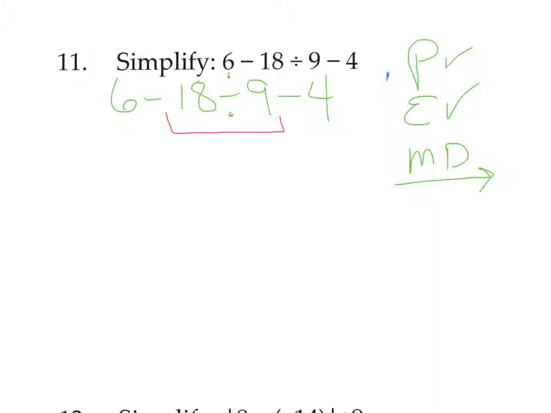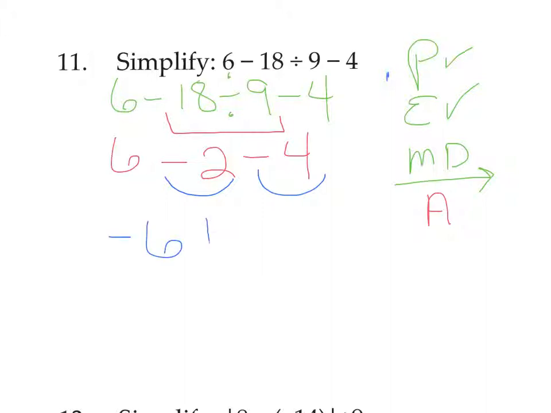So negative 18 divided by 9 makes negative 2. The 6 carries down. The minus 4 carries down. And then we have just the add subtract part. If you do it like me, you're going to group these two negatives together and make negative 6 out of it. And then we have the positive 6 from right here coming down. So negative 6 plus 6 makes 0.